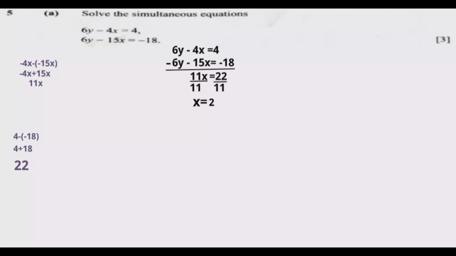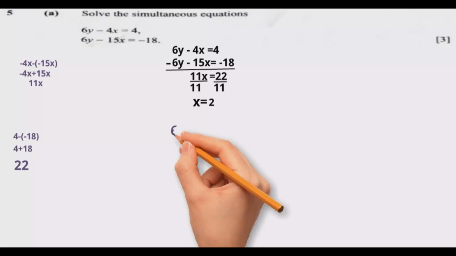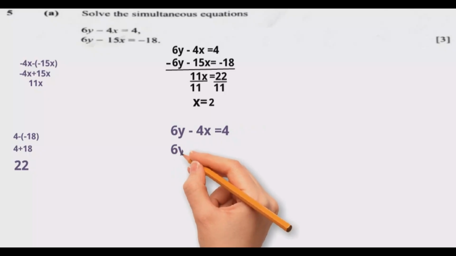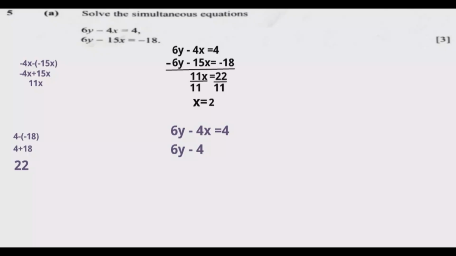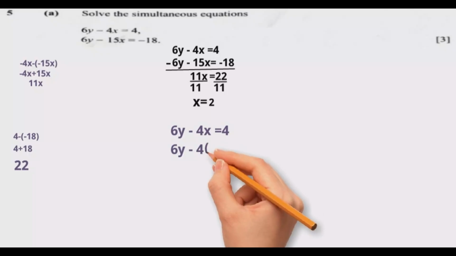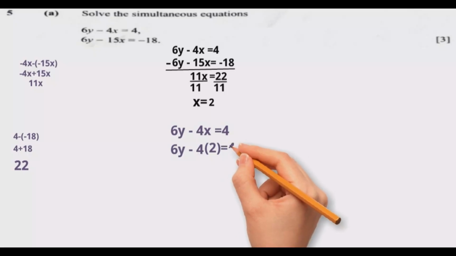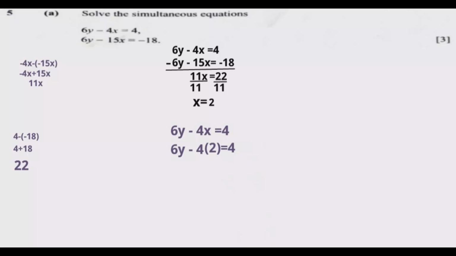Okay, now once we have found the value of x, we can go ahead and find the value of y. We can pick one equation, and we're going to pick the one on top: 6y minus 4x is equal to 4. So I'm going to write 6y minus 4, then where there is x, I'll put the value of x, which is 2, the one we found here. Then 4 multiplied by 2, is equal to 4. Then we say negative 4 times 2 will give us negative 8, which will be equal to 4.